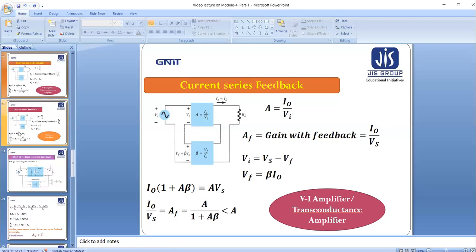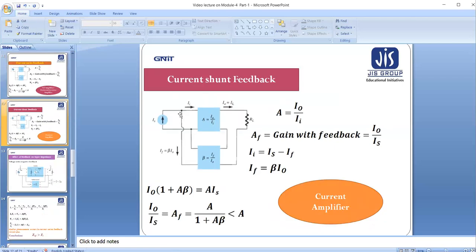The last topology is the current shunt. The input is current, the output is also current. So the amplifier gain A is I naught by II. AF, that is the gain with feedback, equals I naught by IS, where II equals IS minus IF, and IF equals beta into I naught. Now putting down the value, I naught equals A into II, that means I naught equals A into IS minus IF, and putting the value of IF as beta I naught.